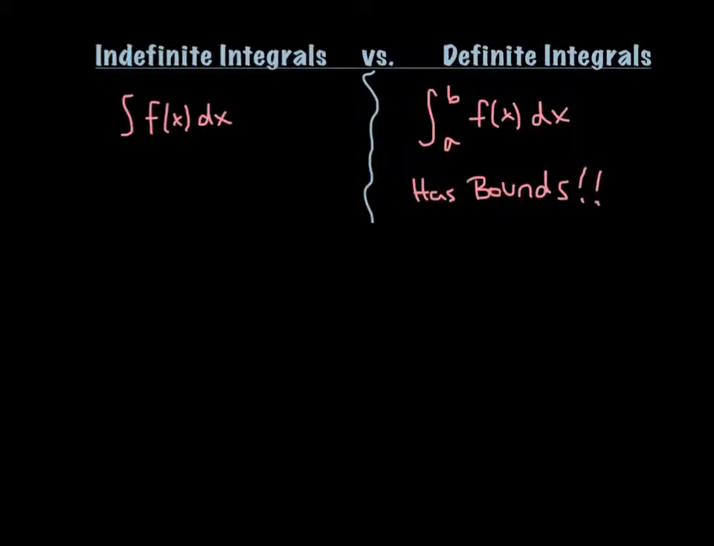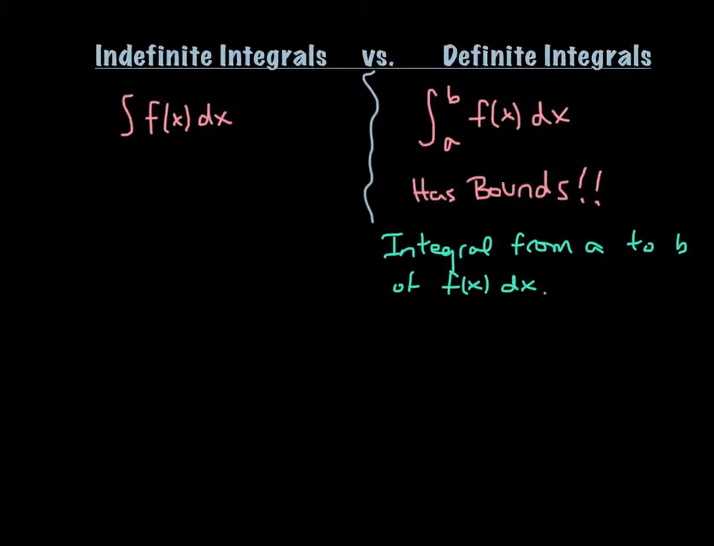Versus definite integrals, where you can notice you all of a sudden have these new letters. Okay, those are called our bounds. And bounds are very important for definite integrals. They give us a beginning and an ending place. So the way that this is read is we say that this is the integral from a to b of f of x dx.